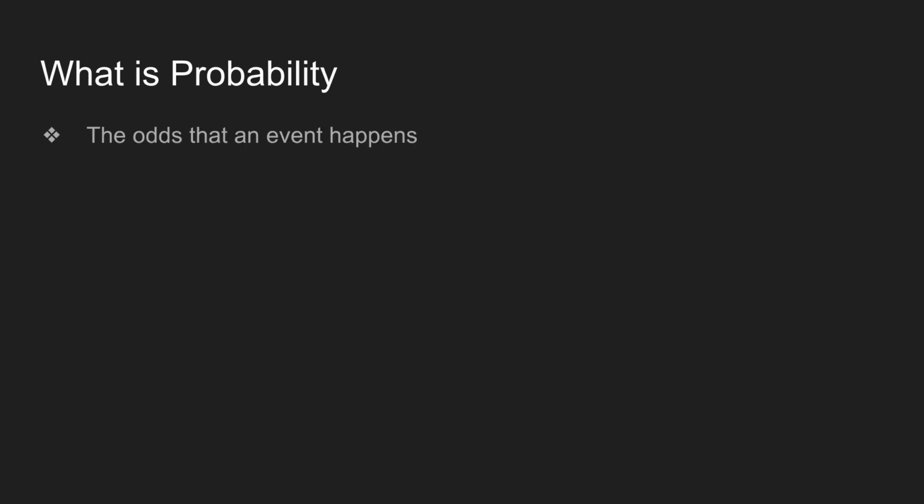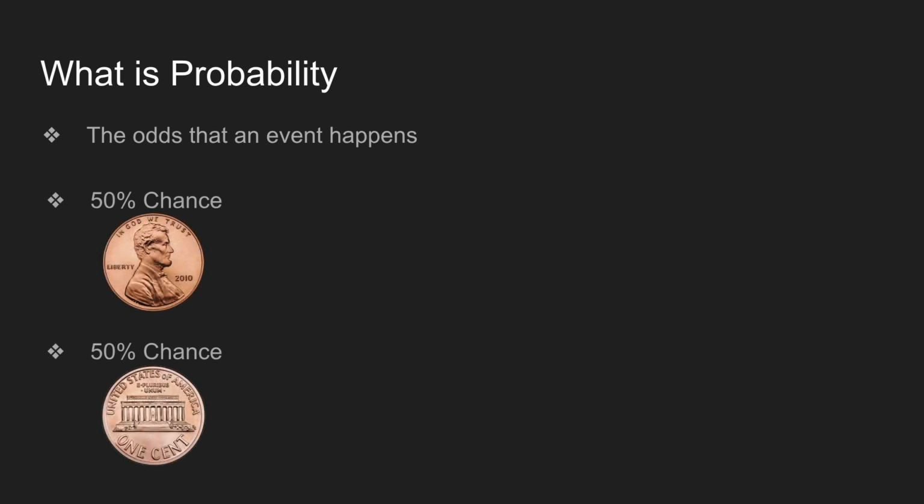For example, if you have a 0.5 or 50% probability of something happening, that event will happen half the time. This would be like flipping a coin, where the odds that it lands as heads is 50%, or one out of the two possible outcomes.